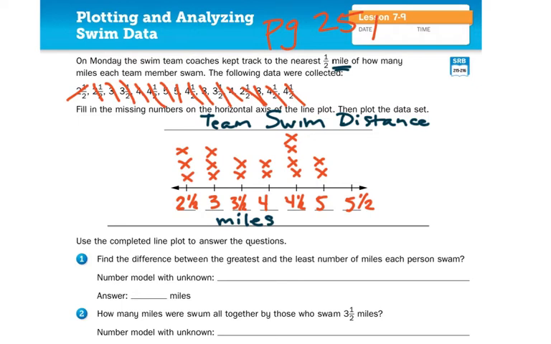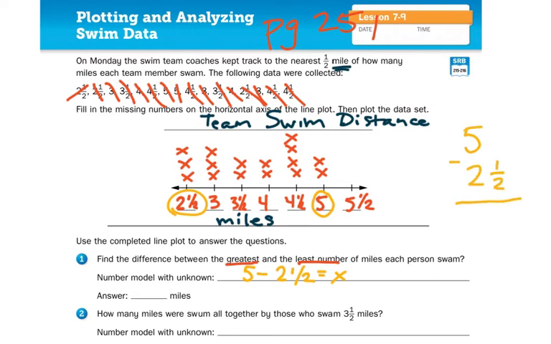Use the completed line plot to answer the questions. Find the difference between the greatest and the least number of miles each person swam. So the greatest would be this one, right? Because there's nothing at 5.5, so 5. And the least is 2.5. So if you take 5 minus 2.5, you might be able to do that in your head.